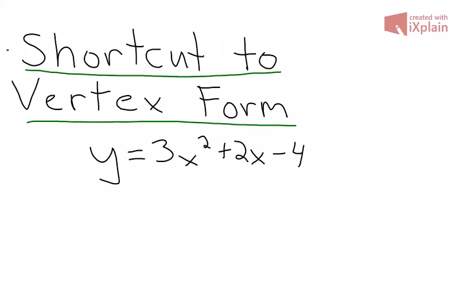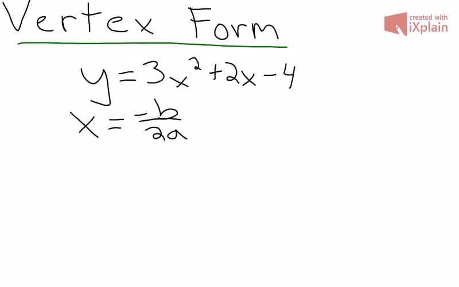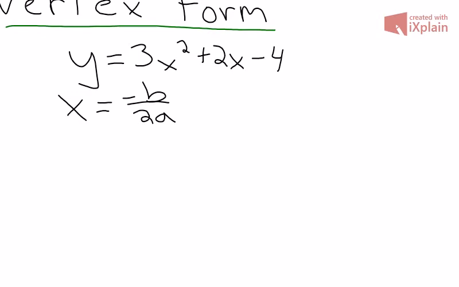If you're one of the many students who hates completing the square, here's a different method you can use to change a quadratic into vertex form. This uses the vertex formula, which if you remember is x equals negative b over 2a. That's what we use to find the x-coordinate of the vertex of a quadratic.